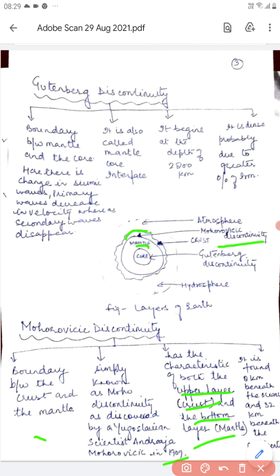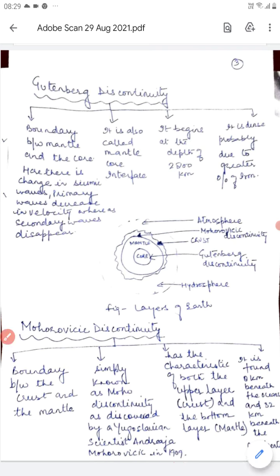So it has the characteristic of both the crust and the mantle, and it is found 8 kilometer beneath the ocean and 32 kilometer beneath the continents. Right?